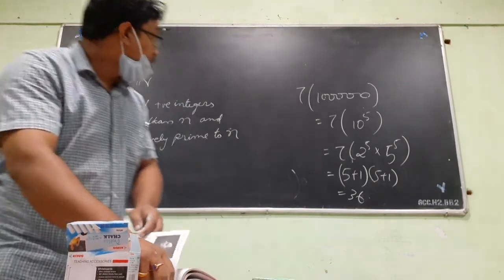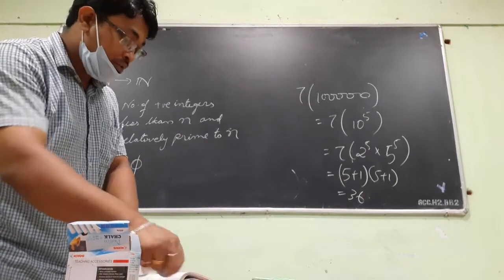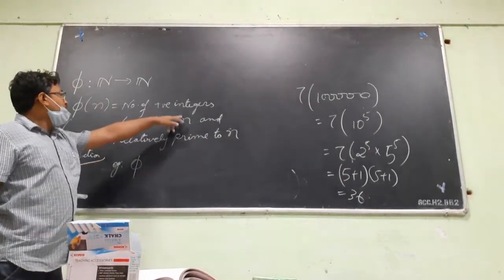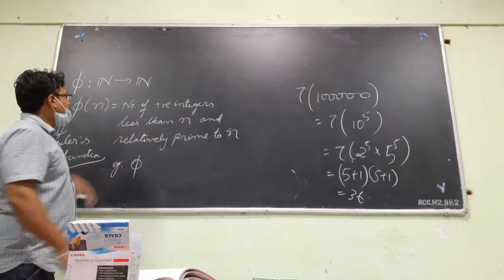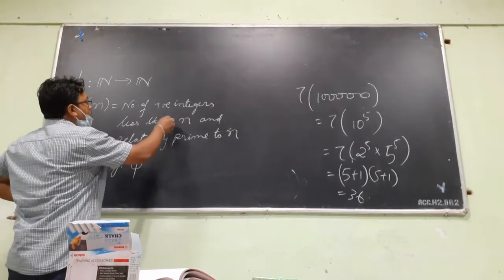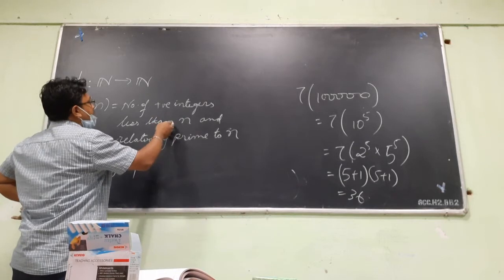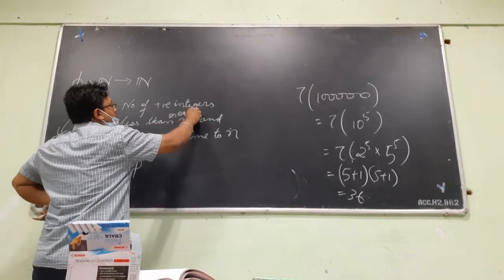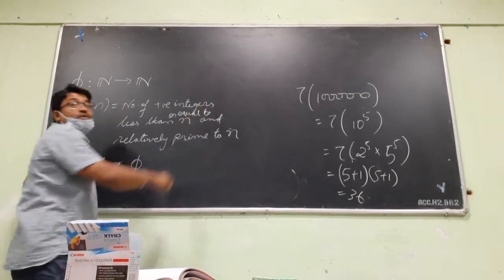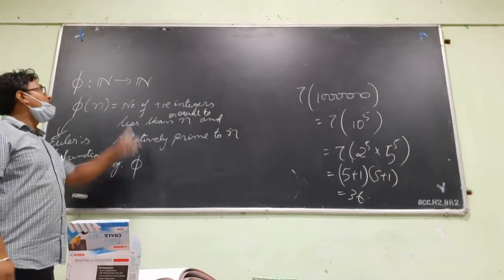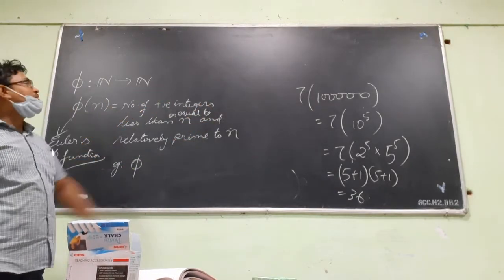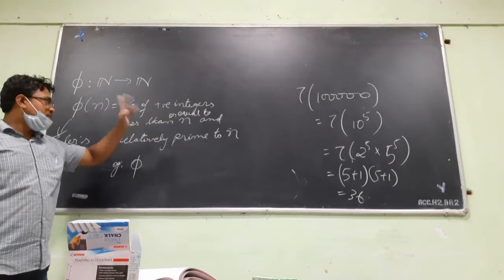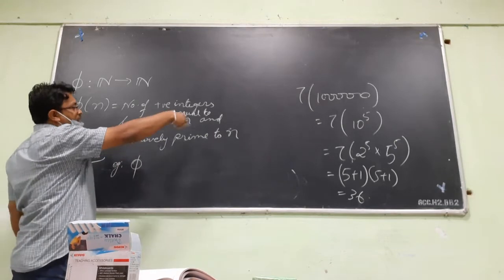Oh, less than or equal. Okay, so I forgot that part. Not strictly less than. The number of positive integers less than or equal, not exceeding n. Otherwise, for 1 there will be a problem. For 1, phi of 1 has to be 0. Right. So the number of positive integers less than or equal to n. So for that, 1 only is not exceeding n.